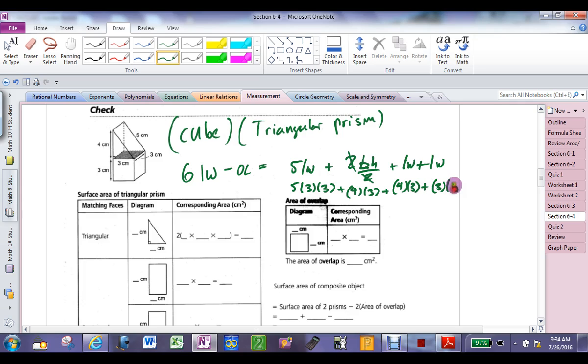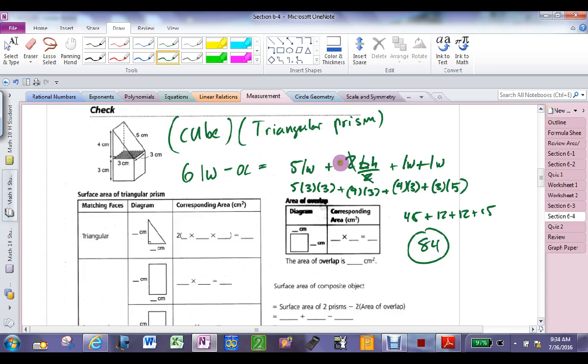3 by 5. Then you can just add it all up. So that's 45 plus 12 plus 12 plus 15. So 45 and 15 is 60, 84. Now, I don't know about you, but I find this to be easier.